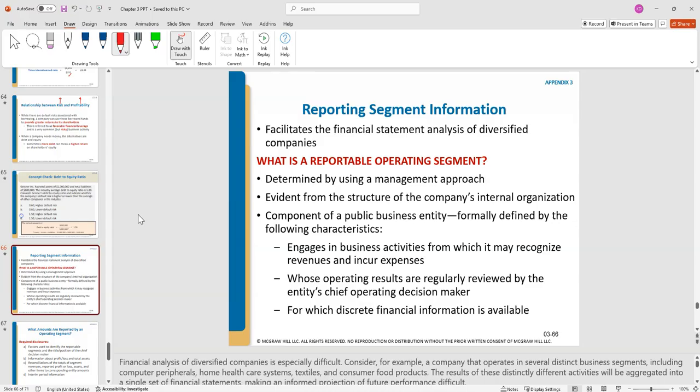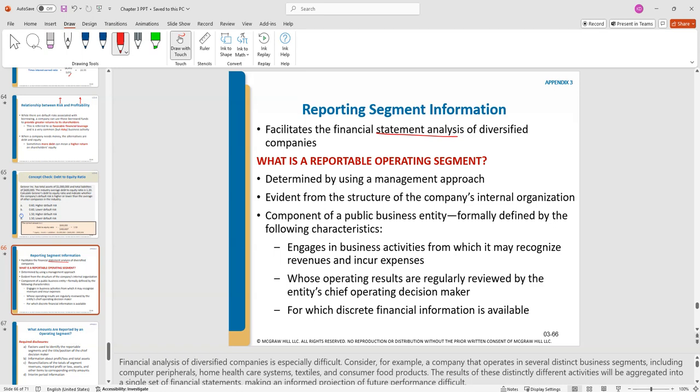The last thing we'll talk about is segment information. So this says it facilitates the financial statement analysis of diversified companies. We basically take this big giant company, and when reasonable to do so, we chunk it out into different segments. So how do we know what an operating segment is?